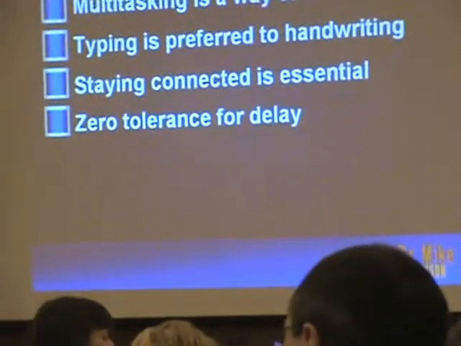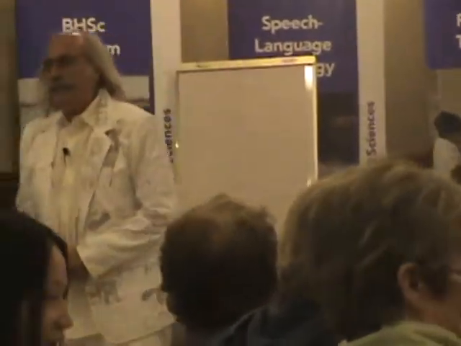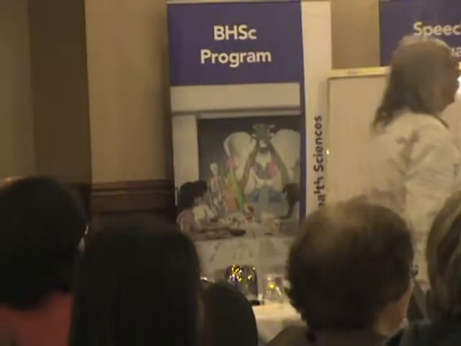Zero tolerance for delay. I don't want to wait for anything. Certainly, anybody got dial-up anymore? Dial-up's going to disappear pretty soon. Also, digital TV's coming in a year and a half. It'll be all digital, which means that I think the dial-up will disappear too. So, no delays.